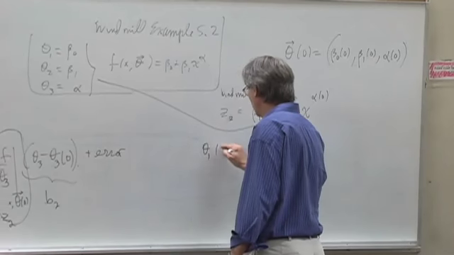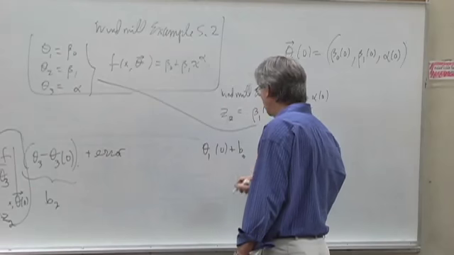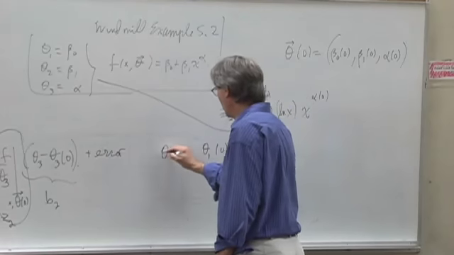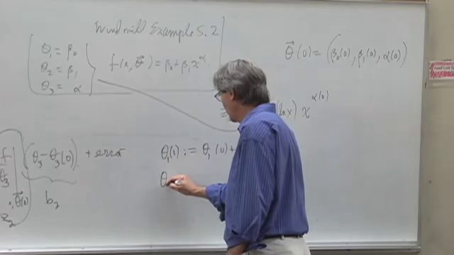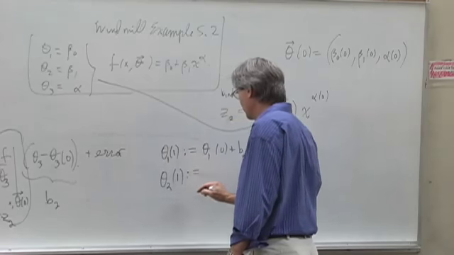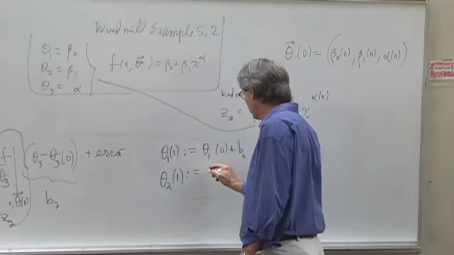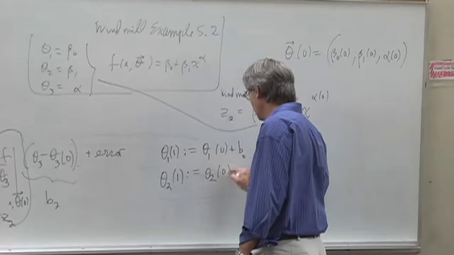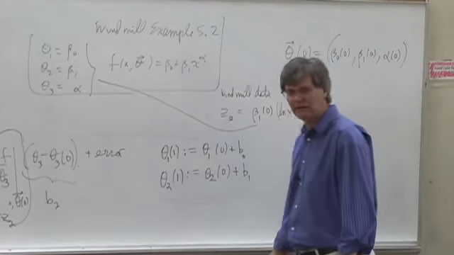So then you're going to take the theta 1, 0, and you're going to add B naught, and that's going to be your theta 1, 1, equal to that. Then you're going to take your theta 2, your first iteration estimate of theta 2, which is your initial guess of theta 2 plus the second increment.